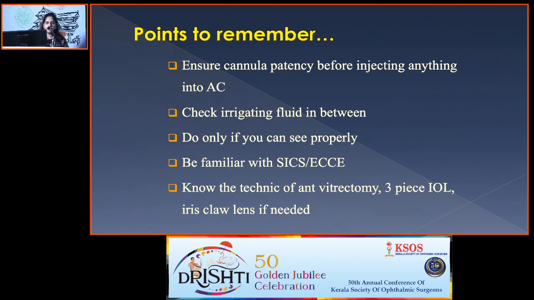So the important points to remember are: ensure the cannula patency before injecting anything into the anterior chamber. Always check the irrigation flowing in between. Do only if you can see properly. Be familiar with SICS or ECCE. Know the technique of anterior vitrectomy, 3-piece IOL and iris claw lens if needed.